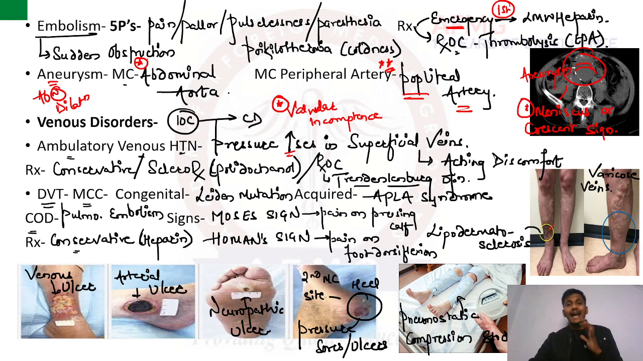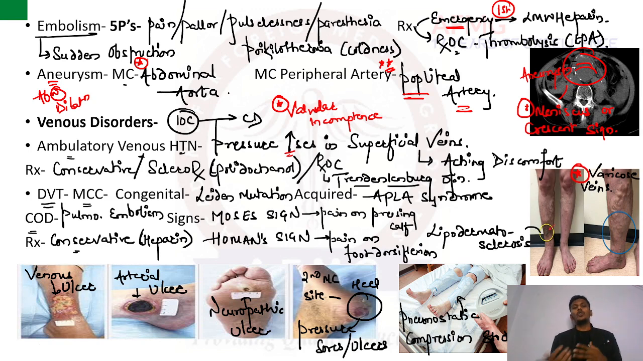Therefore, they get dilated abnormally. This abnormal dilatation and tortuosity of these superficial veins is known as varicose veins. That is what varicose veins are: abnormally dilated and tortuous veins, mainly seen in the lower limbs.